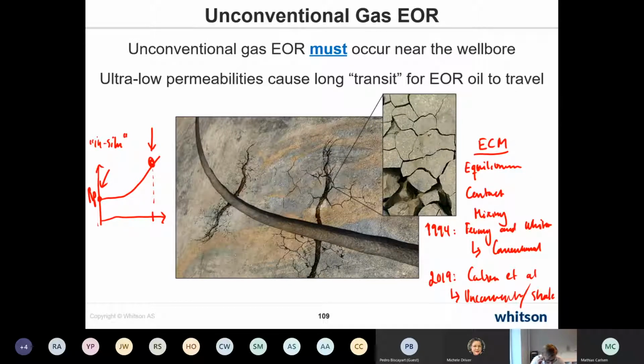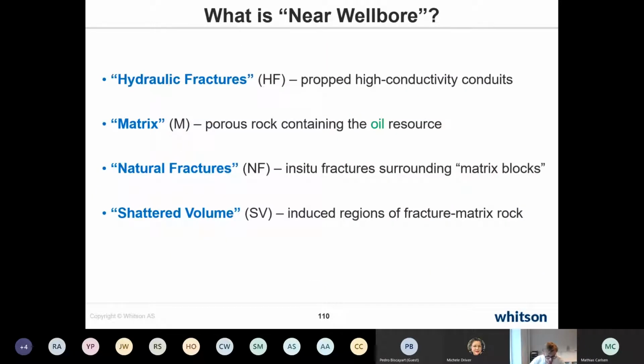Because of the low permeability nature of these shale reservoirs, all the gas EOR uplift must occur near the wellbore. And here, a frac is almost like a wellbore. So it has to be close to the fractures because of the low permeability nature of these systems. And what is near wellbore? That's mentioned here. So that can be hydraulic fractures. They can be propped with high conductivity conduits.